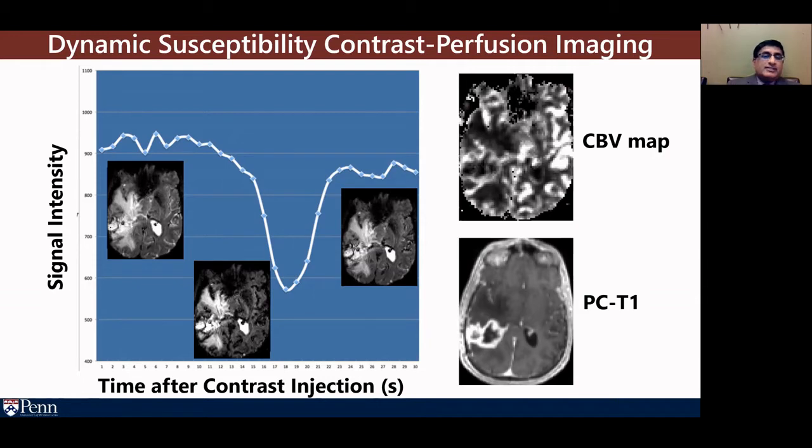As we know, tumors undergo a phenomenon called angiogenesis. There's a formation of new blood vessels, and all these new blood vessels are highly leaky in nature, tortuous, and dilated. As a result, there's an increase in the blood volume or blood flow or both in most tumors. It does not happen in all tumors, but in most of them. So this dynamic susceptibility contrast perfusion imaging gives information about the blood volume or blood flow.